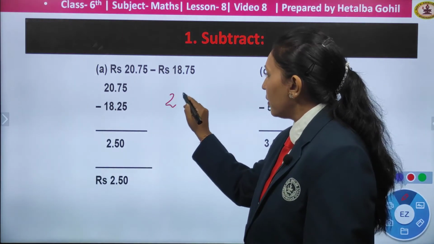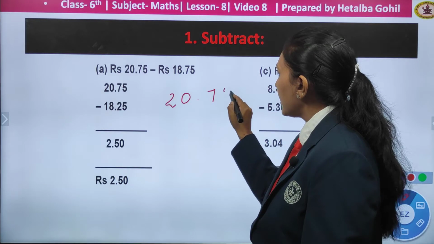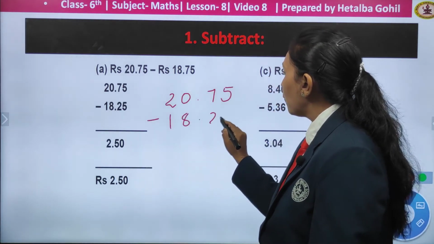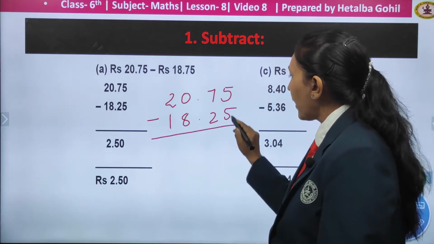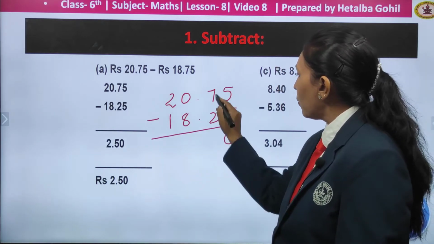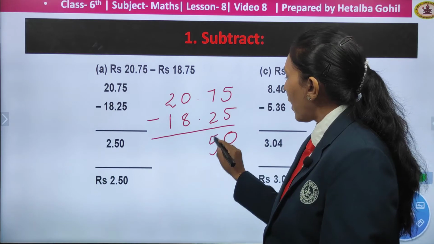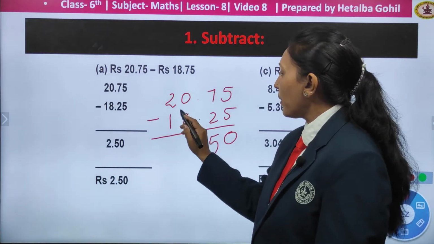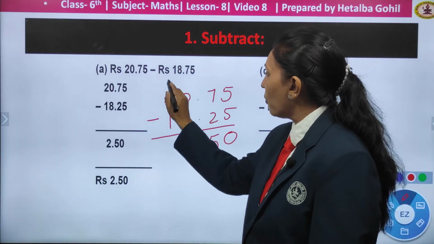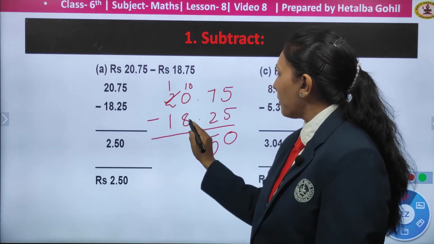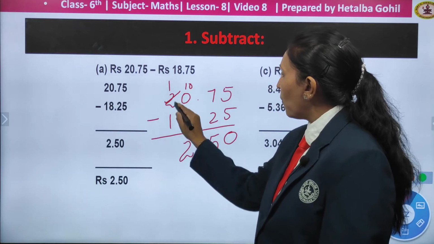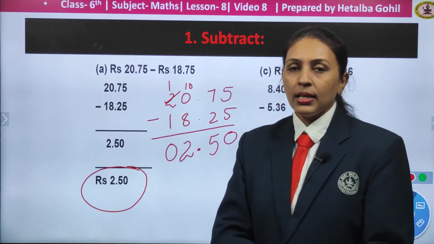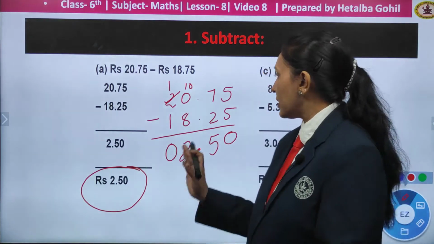You can see here that we have lined up according to the decimal point, 20.75 minus 18.25. Now let us subtract: 5 minus 5, 0, 7 minus 2, 5. Don't forget to put the decimal point. I cannot subtract 8 from 0, so I will borrow from here. 10 minus 8, I get 2, 1 minus 1, 0. So what is here? The left out balance, rupees 2.50.